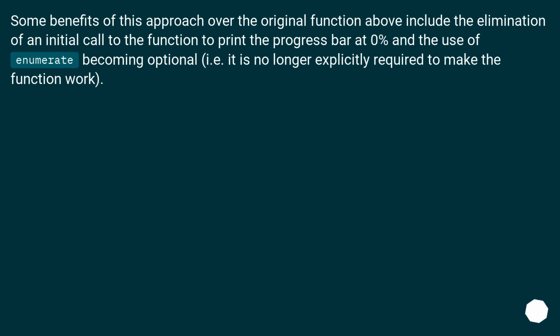Some benefits of this approach over the original function above include the elimination of an initial call to the function to print the progress bar at 0% and the use of enumerate becoming optional, i.e. it is no longer explicitly required to make the function work.